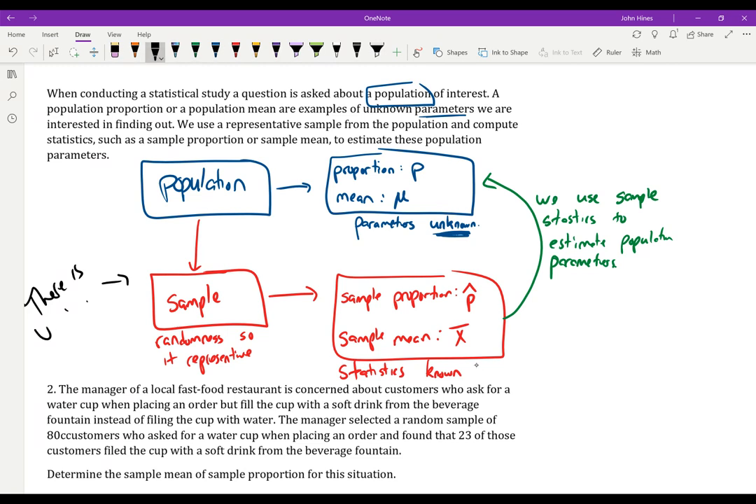Try that again. Variability when we sample. And we'll look at that next week. How do we deal with that?